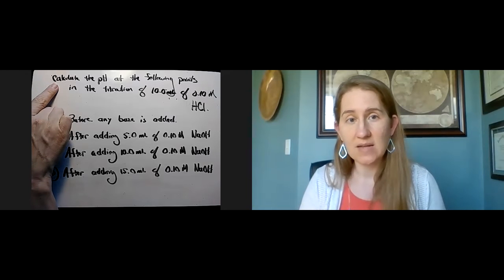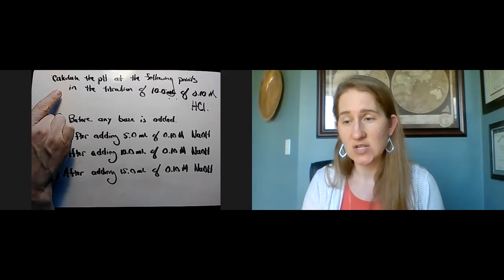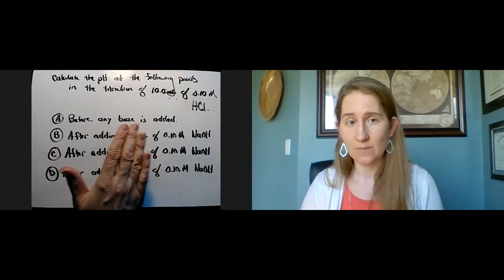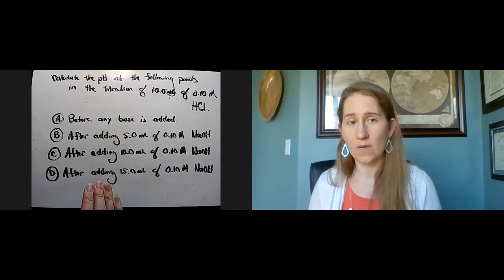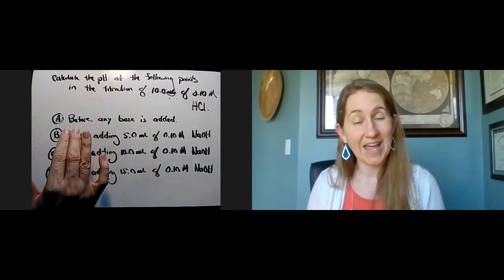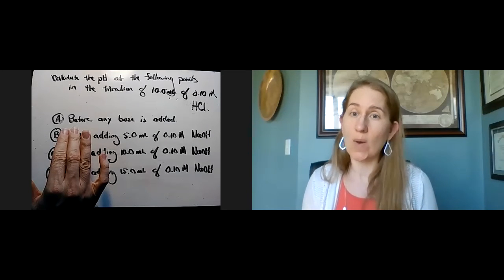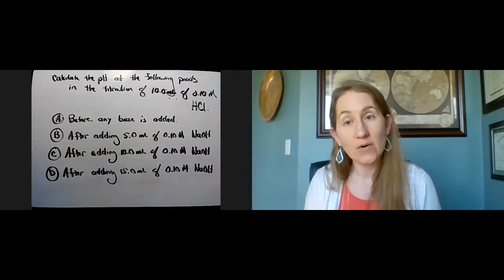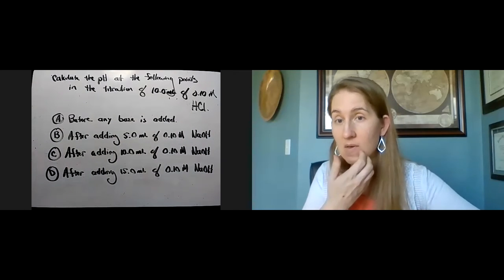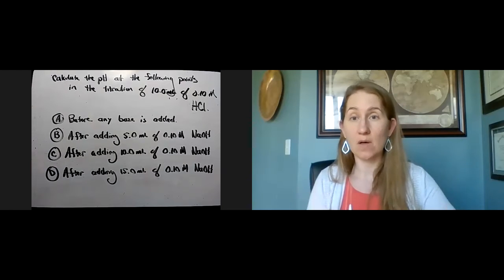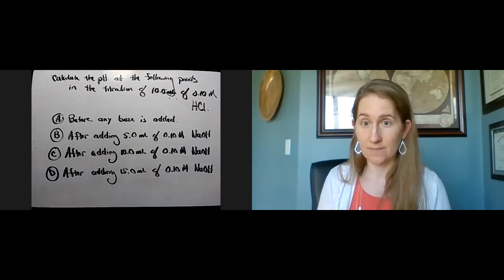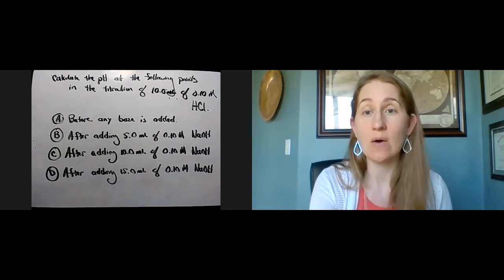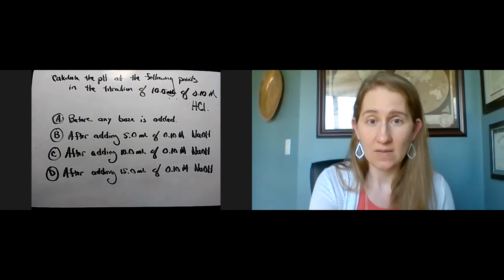It asks you to calculate the pH of the following points in the titration of 10 milliliters of 0.1 molar hydrochloric acid. And then they have these 4 points listed. And the first one is before adding in any base. So the big question is, if your pH probe is sitting in HCl, how do you calculate that pH? Well, first of all, you need to remember what type of chemical HCl is. HCl is a strong acid, so it's a pretty straightforward process to calculate that pH. And let's start doing that now.